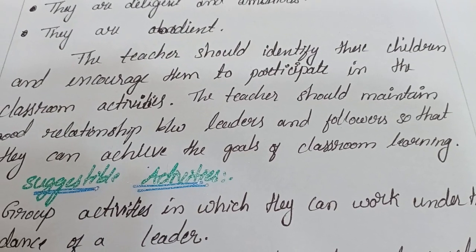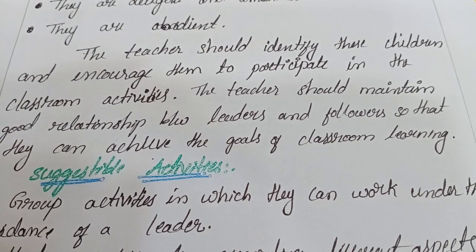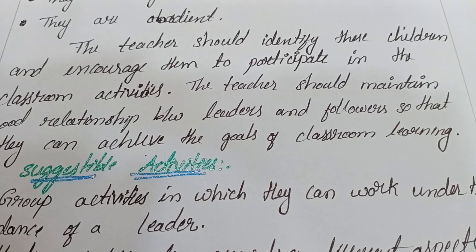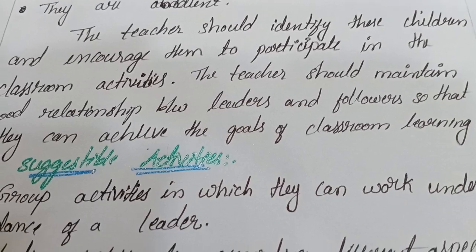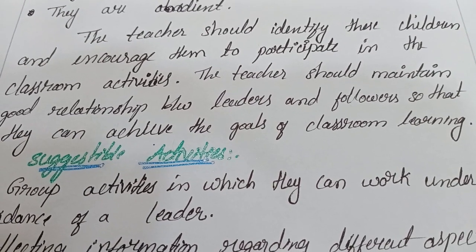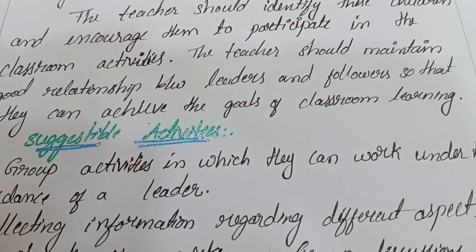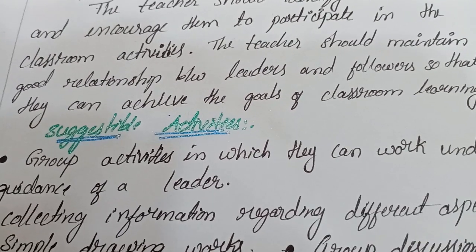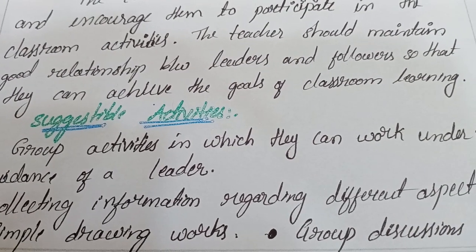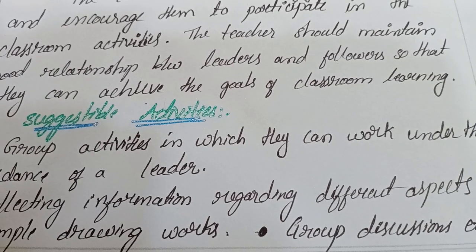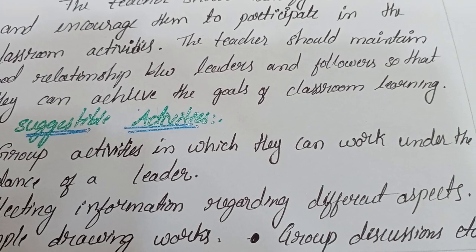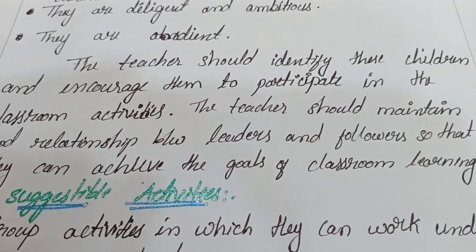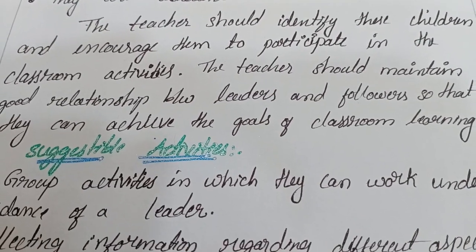The teacher should identify the children first and encourage the students who have interest to participate in the classroom activities. The teacher should maintain a good relationship between the leaders and the followers, so that they can achieve the good goals of classroom learning. If you want good classroom habits, we have to maintain good leaders and good followers.